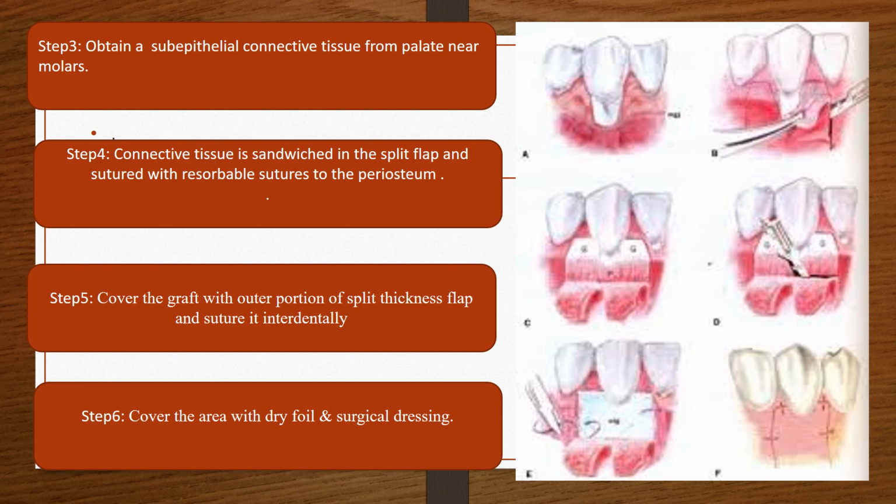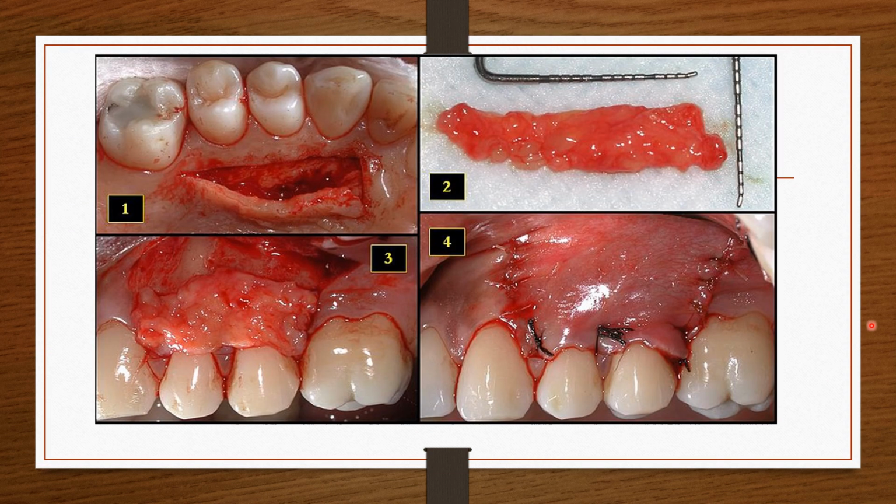Cover the area with dry foil, and a surgical dressing will be given. After 7 days, the dressing and sutures will be removed. Okay. So that is the subepithelial connective tissue graft, and we have a subpedicle connective tissue graft also, where the connective tissue graft is taken only from the adjacent area. That is one of the variants. You can see that this is a subepithelial connective tissue graft being taken from the palate and placed on the area, and then we are placing the epithelium over it and suturing.